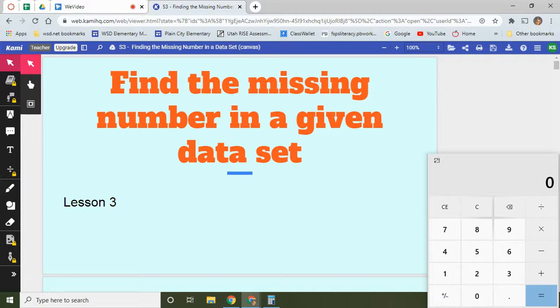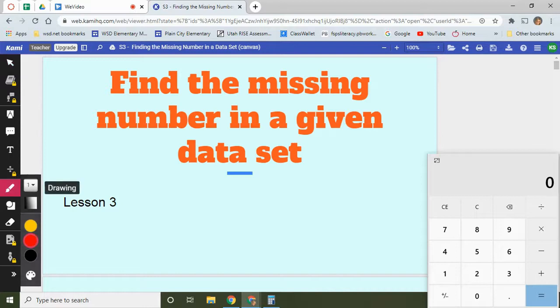Hello, welcome to Statistics Lesson 3, finding the missing number in a given data set. So in Statistics Lesson 2, you had to find the mean, median, mode, and range of a data set. We're going to use what we learned there to help us with today's lesson.